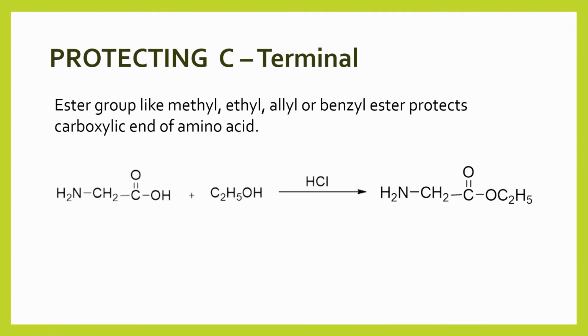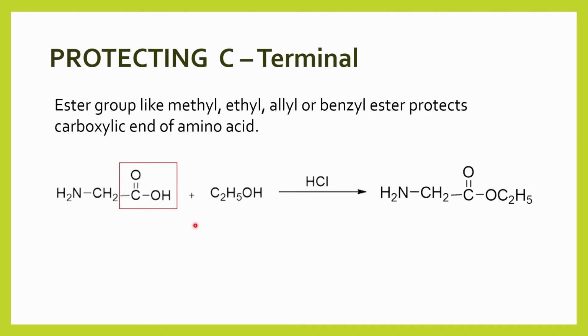Moving on to protecting the C-terminal. Now, if you want to protect the C-terminal, that is the COOH part of the amino acid, we can do it simply through an esterification reaction. So, ester groups like methyl, ethyl, allyl, or benzyl ester protect the carboxylic end of the amino acid. So, it's really simple. We just need to do an esterification reaction.